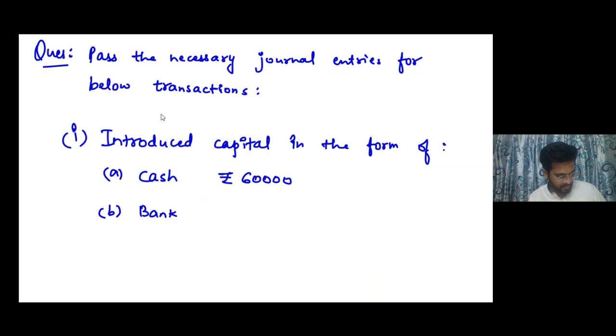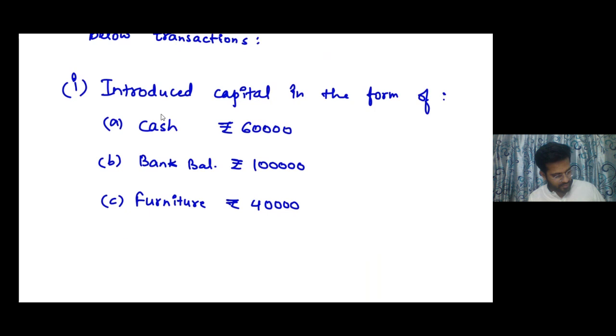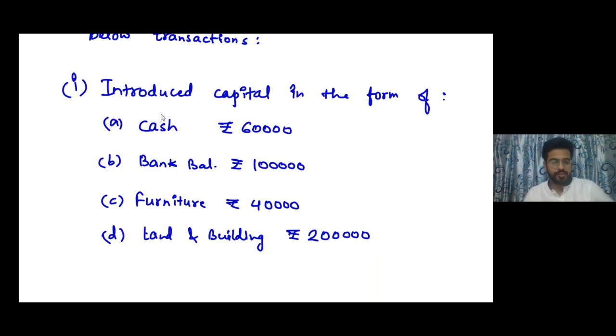B, bank balance rupees 1 lakh, C, furniture rupees 40,000, D, land and building rupees 2 lakhs. Okay, this is the first journal entry which you need to do.